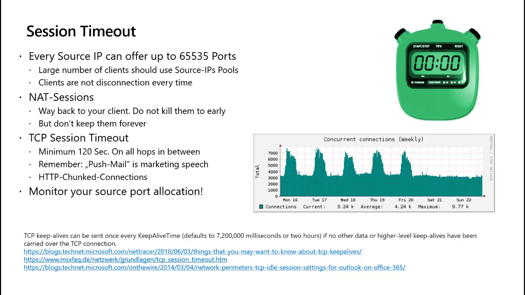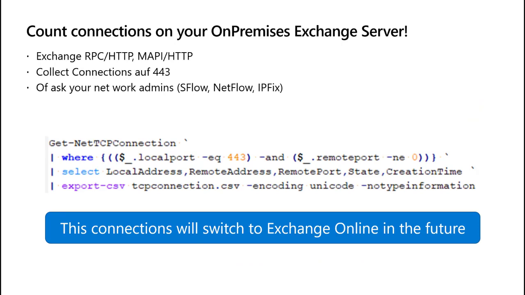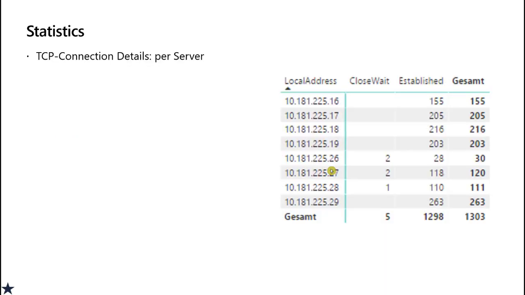So monitor your sources. If you want to know how many connections you currently have, you can use the Exchange on-premise server. Simply get the TCP connections on the Exchange servers, write them to a CSV file, and then use something like Power BI to analyze that. Here's a sample from 8 Exchange servers from a customer with the current connections. And you can see that this server has a problem because it has a much lower connection count than all the others. In that case, it was a misconfigured load balancer. By the way, that's one of these funny findings.